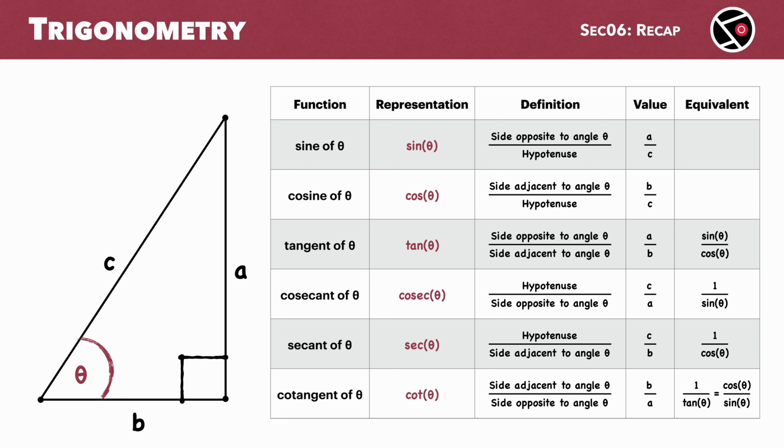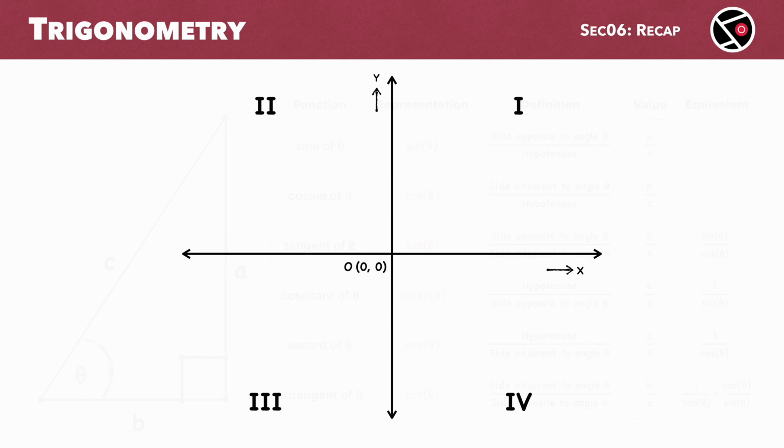Next, we have the XY coordinate system with its 4 quadrants. In the first quadrant, both the X and the Y coordinates are positive. In the second quadrant, X is negative while Y is positive. In the third quadrant, both X and Y are negative. Finally, in the fourth quadrant, X is positive and Y is negative.